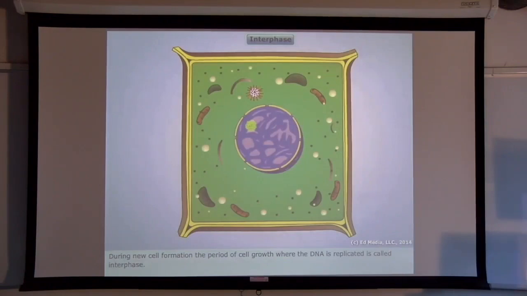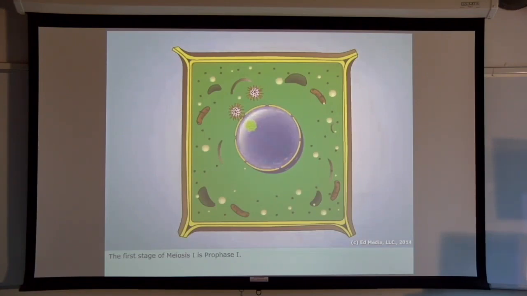During new cell formation, the period of cell growth where the DNA is replicated is called interphase. Interphase is followed by meiosis 1 and meiosis 2. The first stage of meiosis 1 is prophase 1. In prophase 1, the nucleolus disappears and the chromatin condenses to form chromosomes. During prophase 1, DNA is exchanged between homologous chromosomes. This is called crossing over.